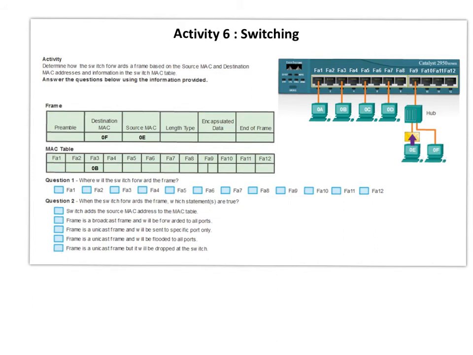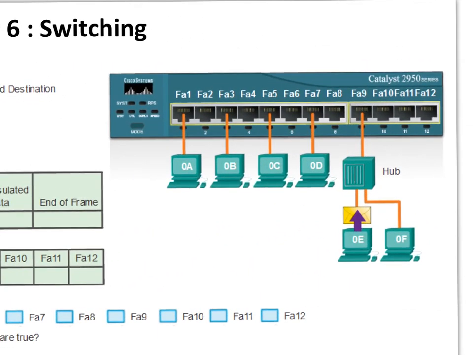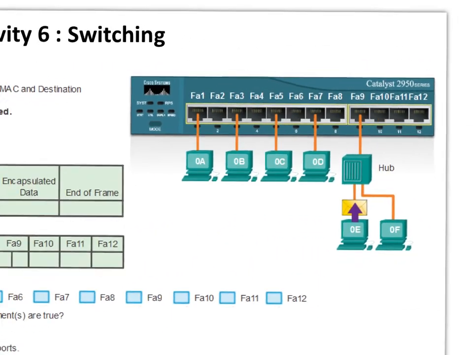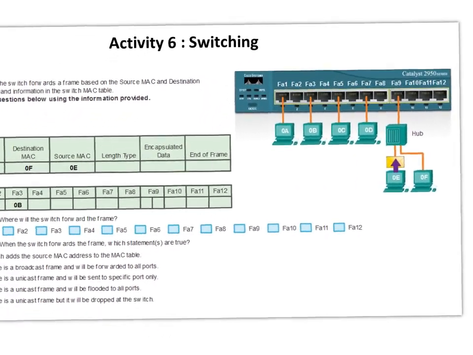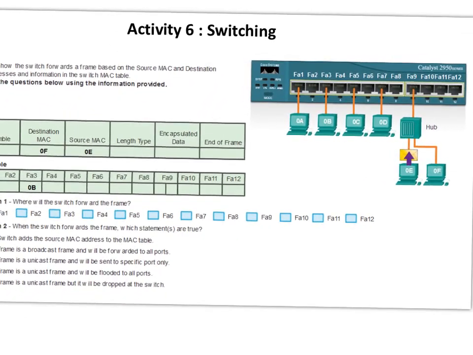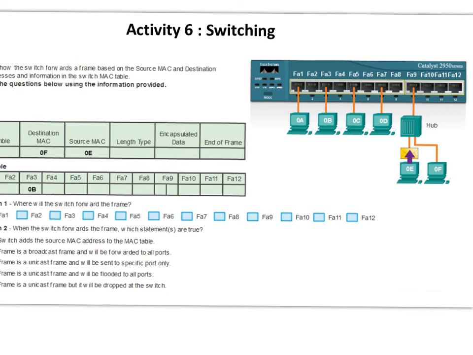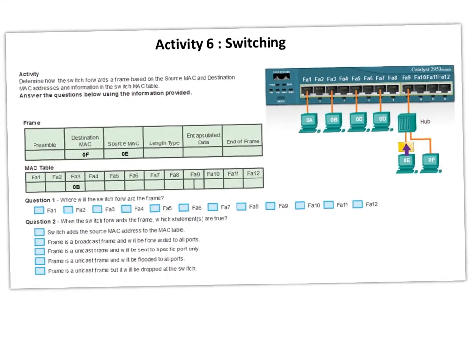Anyone have an idea? This frame is coming on which port? Maximize the ports. FA9, yes, FA9. Where did I get this from? From the source address. Source address is 0E, and I know 0E here is connected on port FA9, right? So that's good.